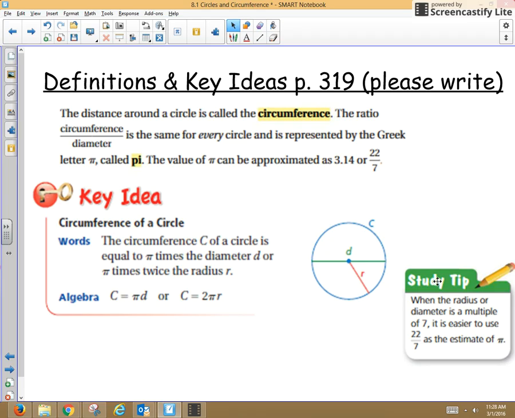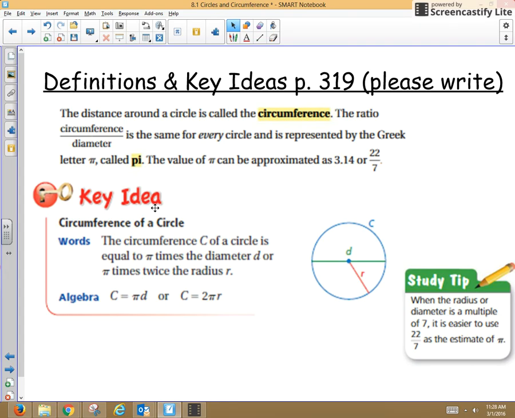And there's a study tip here. When the radius or diameter is a multiple of 7, it's easier to use 22 over 7 since you can cross cancel. So use that for your estimate of pi.